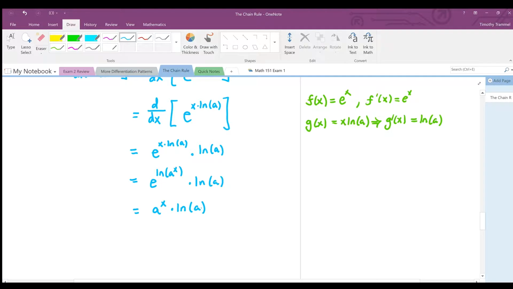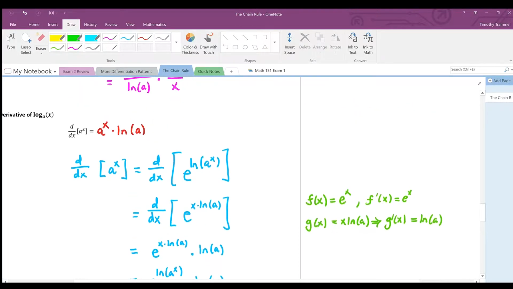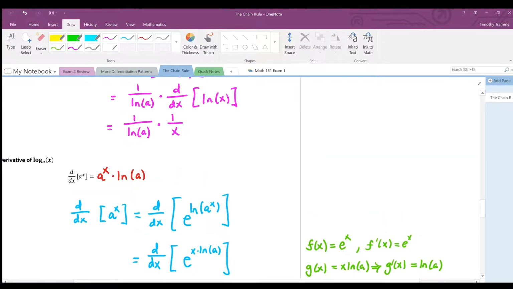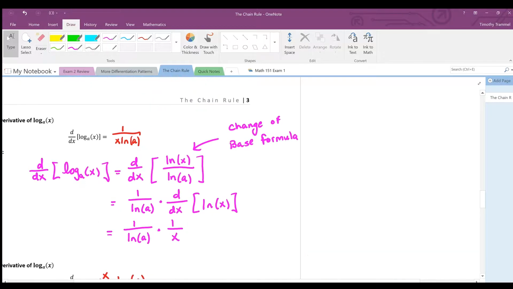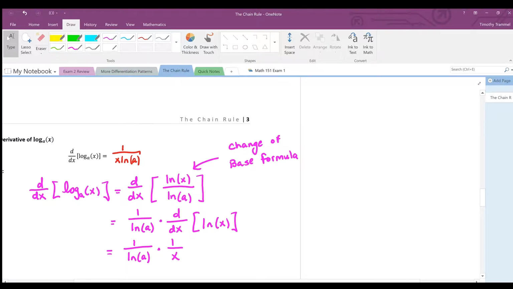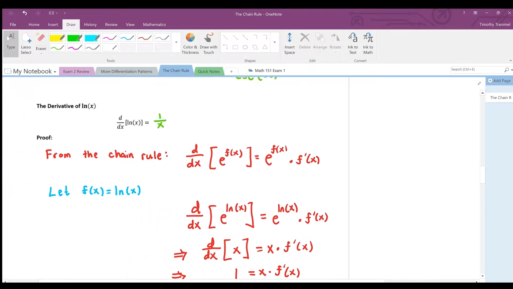Right, and so we have a few more examples that we're going to do here so that we can practice using these new derivatives. Again, the derivative of a to the x is equal to a to the x times the natural log of a. The derivative with respect to x of log base a of x is just 1 over x times the natural log of a. And the derivative of the natural log of x is just 1 over x.